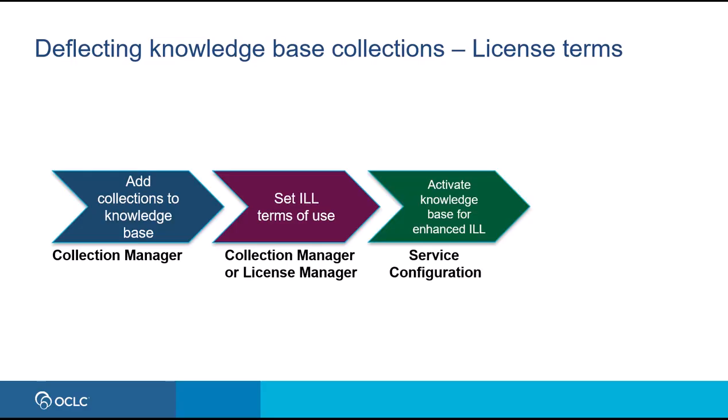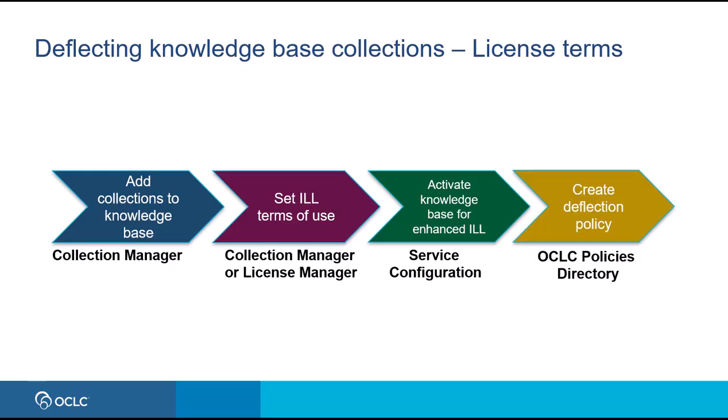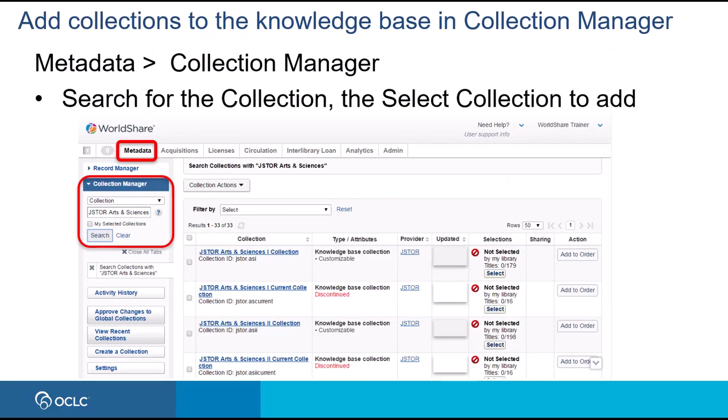Using service configuration, turn on knowledge base settings in the WorldCat ILL configuration to activate a link to your knowledge base collections for enhanced interlibrary loan of articles, including display of ILL terms of use within the WorldCat ILL request form. Finally, to have the system automatically say no to requests for titles within your knowledge base collections which do not allow resource sharing, set a deflection policy in the OCLC Policies directory.